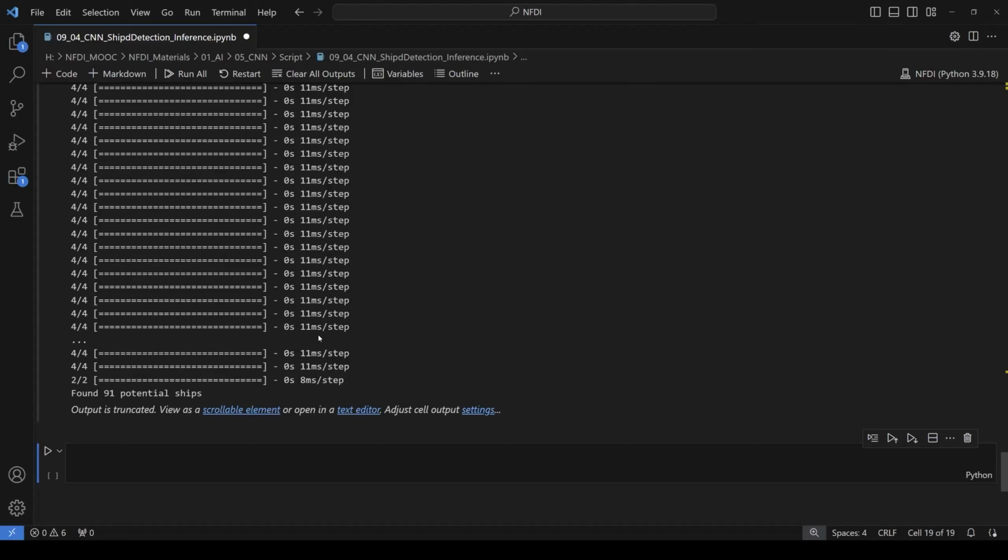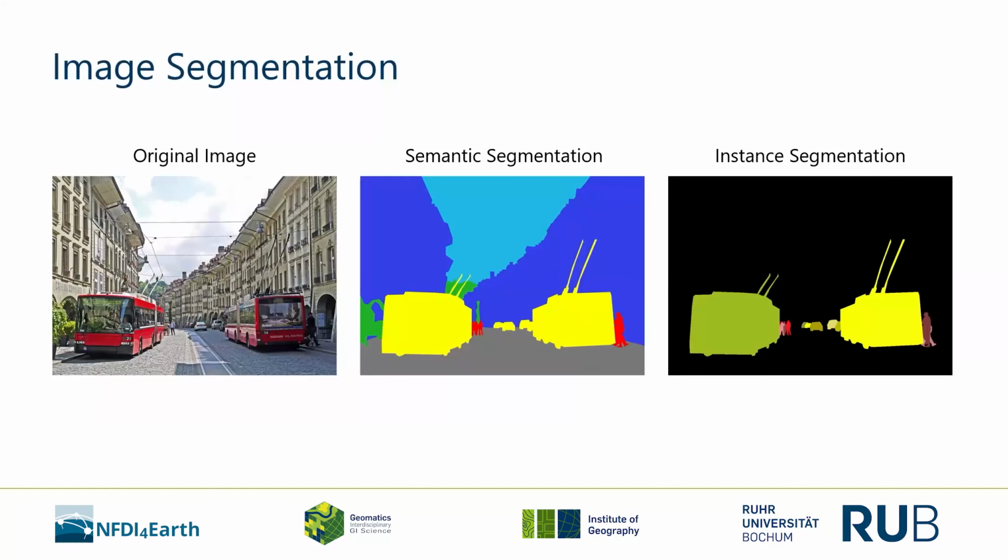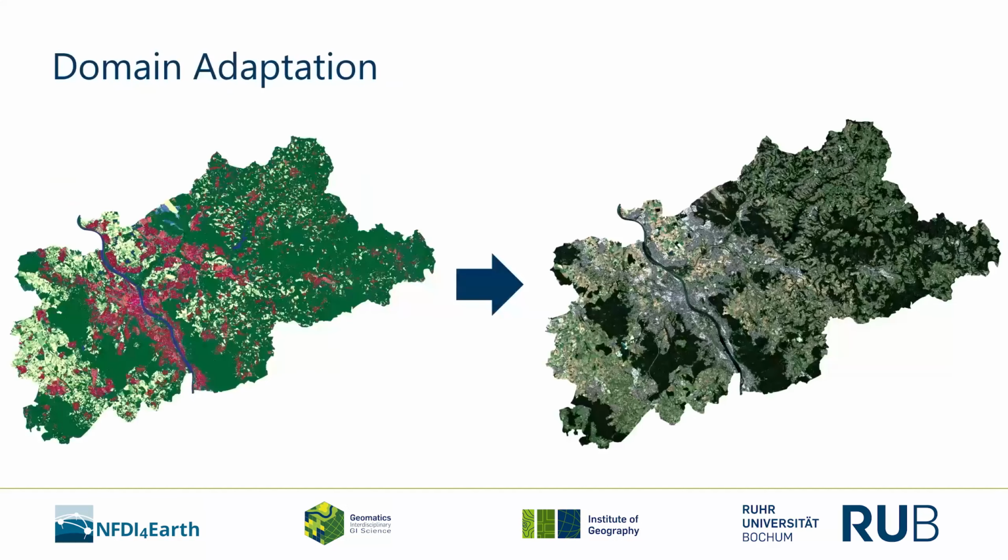And the last thing I want to mention is that CNNs can not only be used for object detection, they can also be used for different types of segmentation, like semantic segmentation or instance segmentation, which most of the advanced models can do as well, by the way. Or you can translate an image into another domain, like turning land use and land cover data into a satellite image. So CNNs can do a lot of things, and we only scratched the surface.